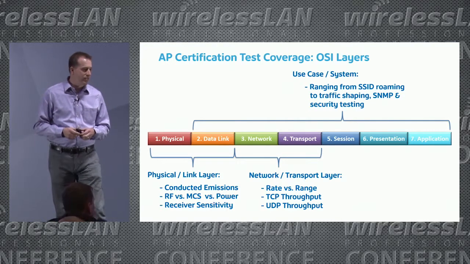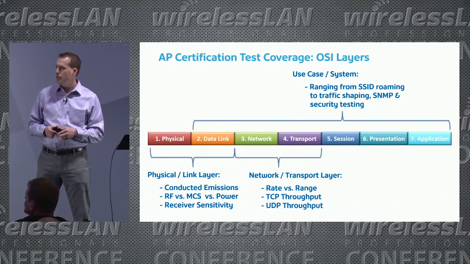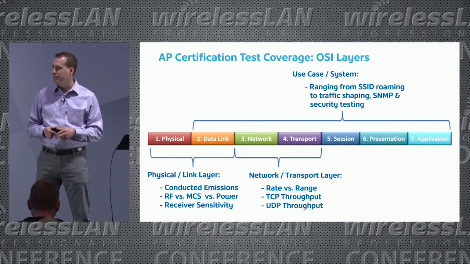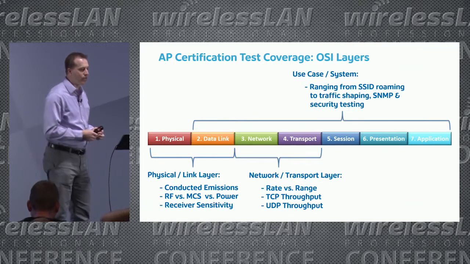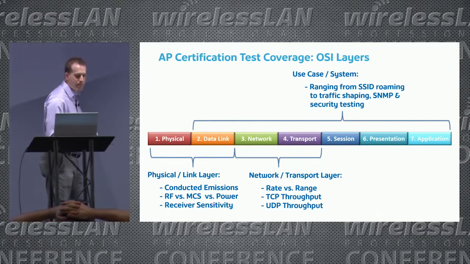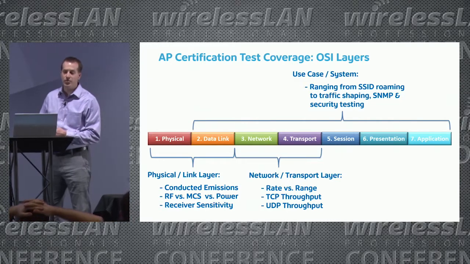This slide outlines the OSI layers and the test coverage. Layers 1 and 2 can be tested through things like conducted emissions and receiver sensitivity tests. Layers 3 and 4 through rate versus range and throughput tests. And use case system testing can test layers 2 through 7.